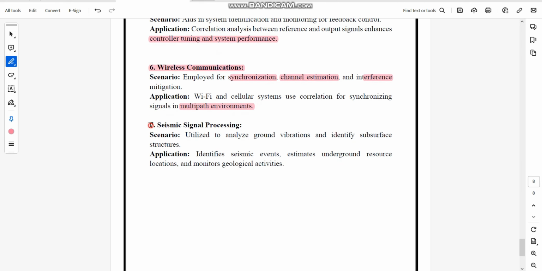Seismic signal processing. In seismic exploration, correlation is utilized to analyze ground vibrations and identify subsurface structures. Applications are identifying seismic events, estimating underground resource locations, and monitoring geological activities.